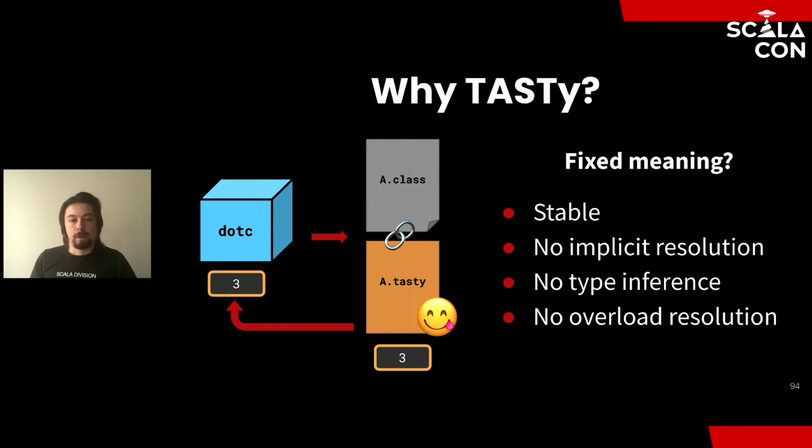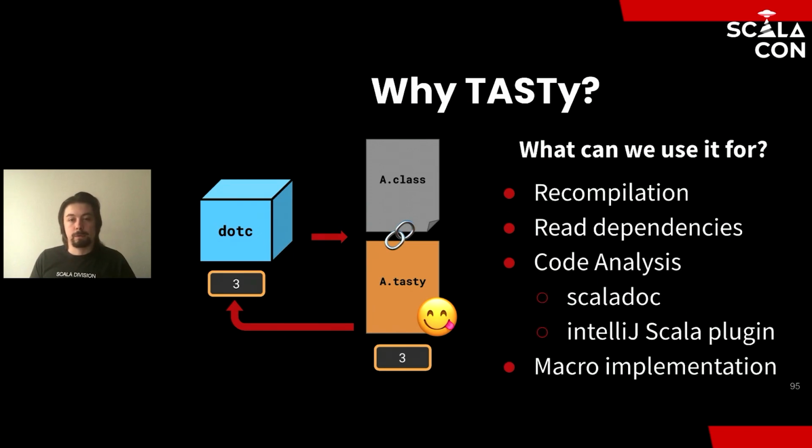So why is this useful? Well, the reason tasty has the whole implementation is that we can actually recompile a tasty file back into the same class and tasty file. So it's an idempotent operation to keep compiling from tasty. Of course, we can also use the tasty file to read dependencies because a tasty file is stored in a library, so we can read all its APIs.